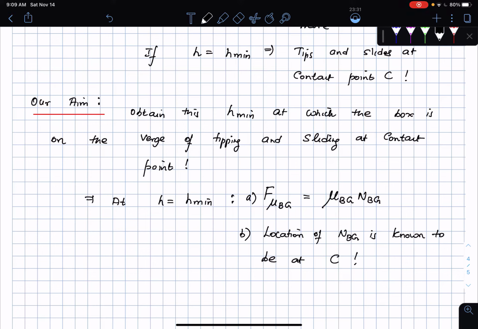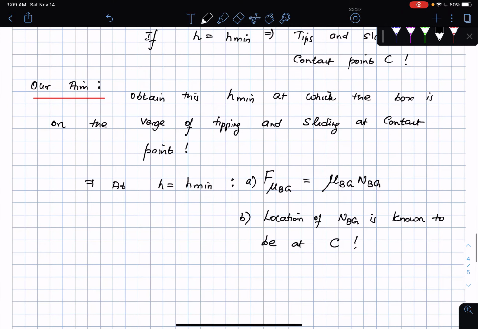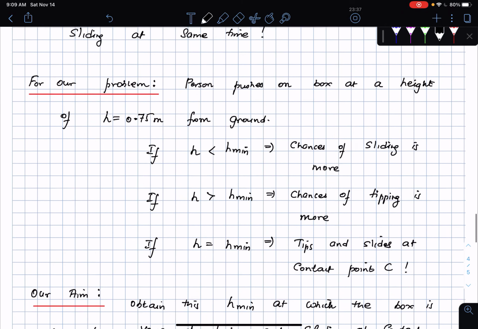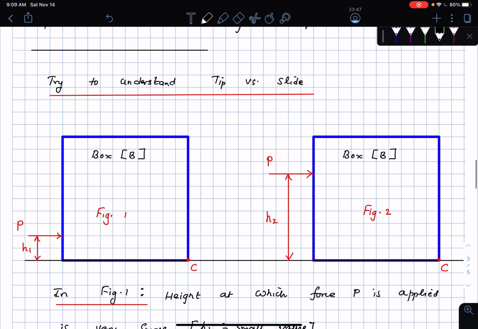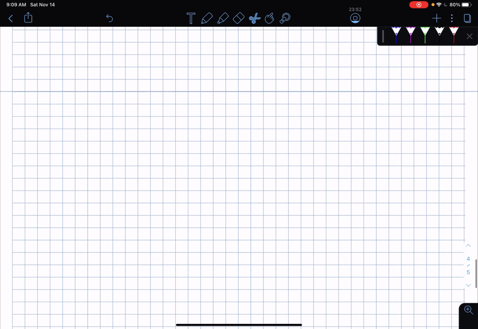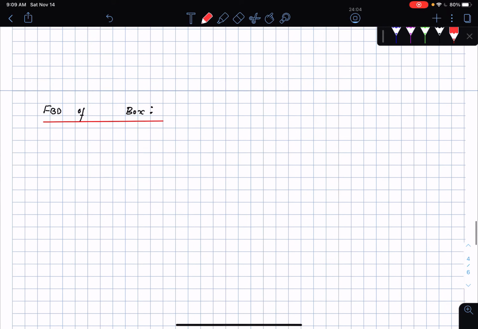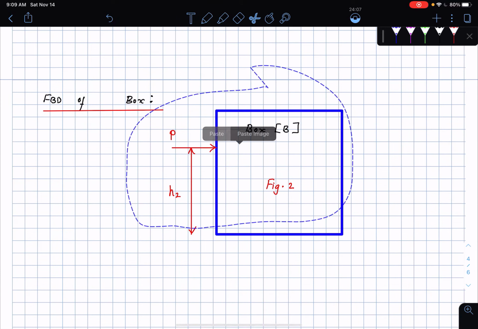Okay, then I'm going to just draw the free body diagram of the box and the person pushing on the box. Okay, so let me do that. All right, so this is our aim. If I can calculate h minimum and then compare it to the height given, I can then get rid of one of my cases. Okay, so that's exactly what I'm going to be doing. I'll grab one of these figures. Okay, I'm going to capture this figure here, copy that and bring it down here. Okay, so I'm going to draw the free body diagram of the box at the minimum height, and our label will take care of that.